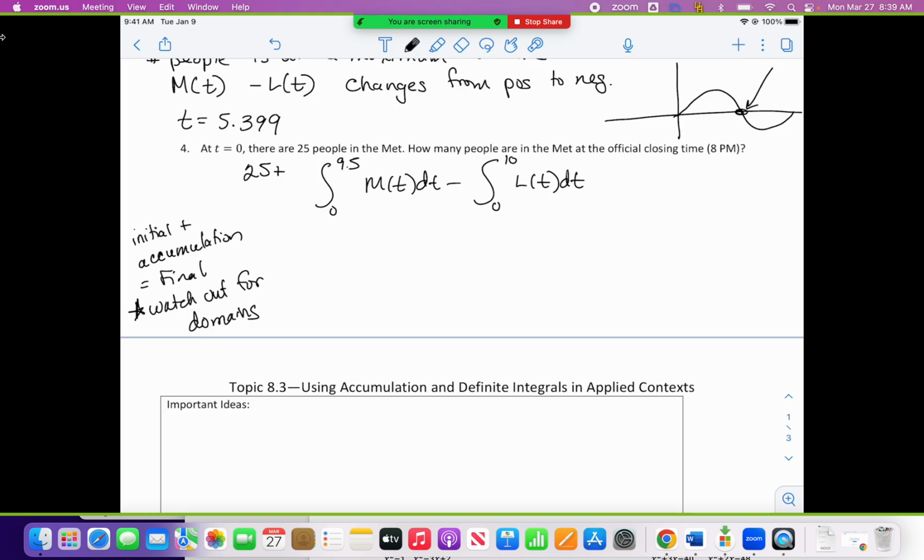If you have stored M of t, guess what? You can type this straight across: 25 plus, do your menu, calculus, numerical integral, 0 to 9.5 of M of t dt, plus or minus the integral 0 to 10 of L of t dt. You can use the stored function now instead of typing the whole thing in repeatedly. That'll make your life a whole lot easier on calculator portions. So let me pause a moment and let you get that typed into your calculators.